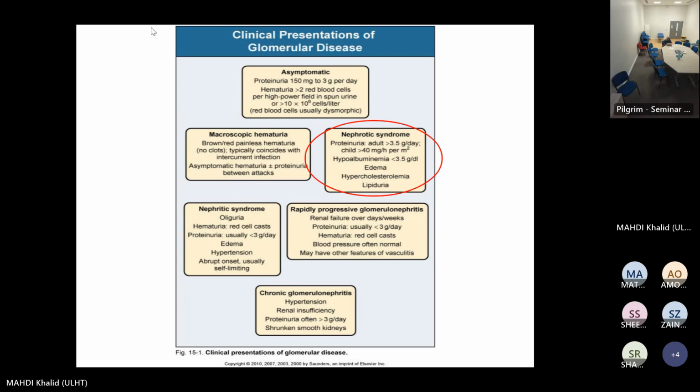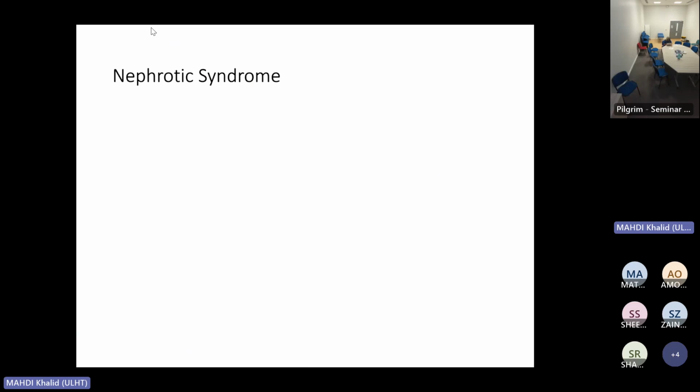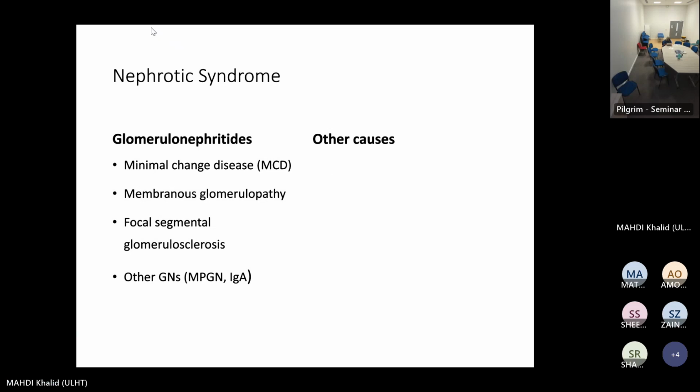Causes. Now this one I can't really blame anything else. It's the kidneys. Most of the time it's caused by glomerulitis, and these are the common causes of nephrotic syndrome: minimal change, membranous, FSGS. It can be caused by other conditions, other glomerulitis, but it won't be the first presentation.